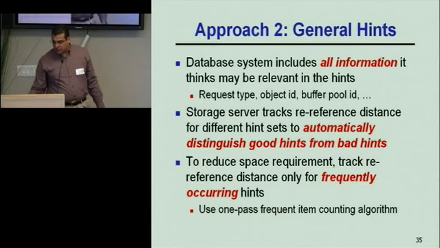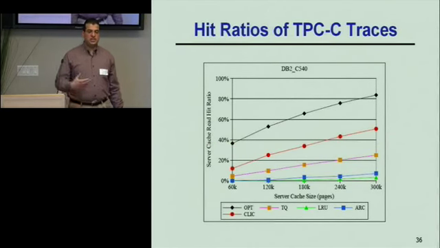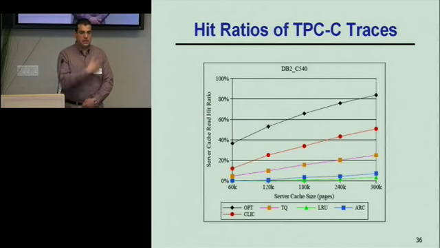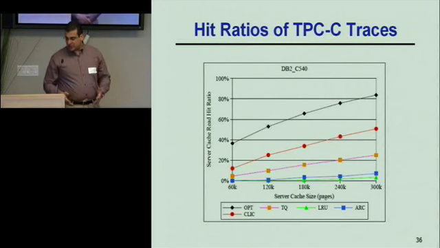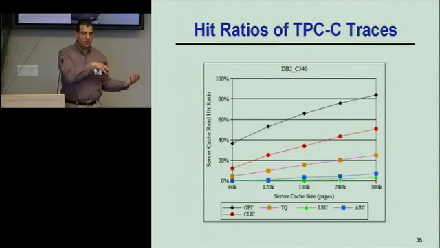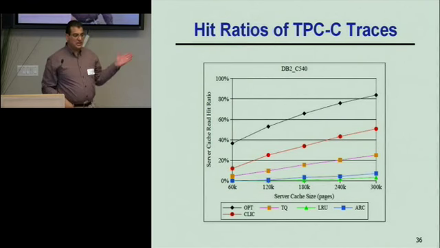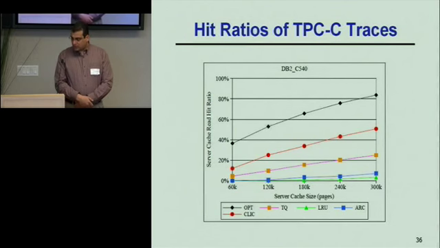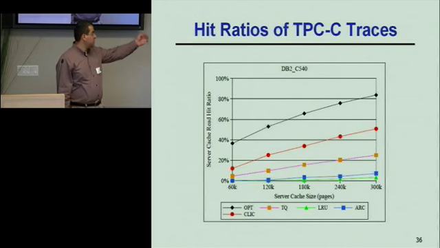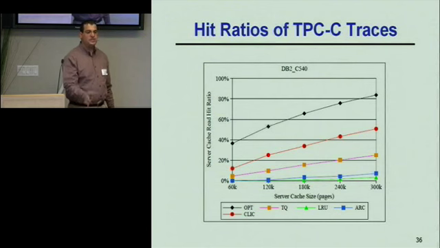Okay, so what kind of performance do we get with this general hint approach? This is the same benchmark I showed you before, but it's a different type of graph. So on the x-axis now is the server cache size. Remember, the client cache size is 1 gigabyte. The database system cache size is 1 gigabyte. And on the y-axis is still the hit ratio. So what you can see in the bottom, the green and blue bars are LRU, which is the simplest policy you can do, and ARC, which is another policy that was developed after multi-queue that's also specific for this type of caching. But both of these are not hint aware.